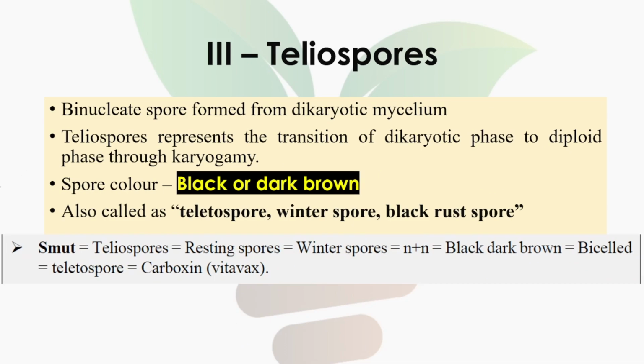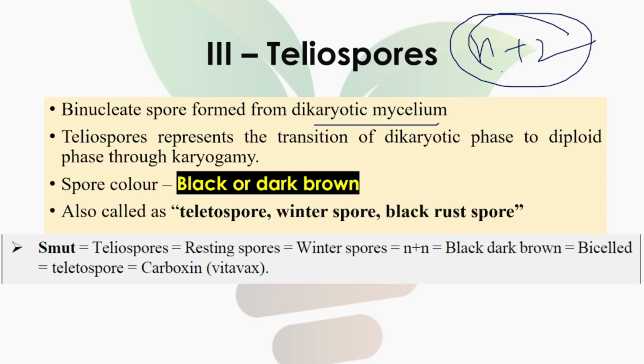Next one is teliospore. They are binucleate spores produced from the dikaryotic mycelium. The teliospore represents actually the true dikaryotic condition. N+N we can also call diploid. The true diploid phase actually starts with this teliospore. Through this karyogamy will happen. The spore color is generally black, or sometimes dark brown. This teliospore is also called teleutospore, also known as winter spore, also known as black rust spore.